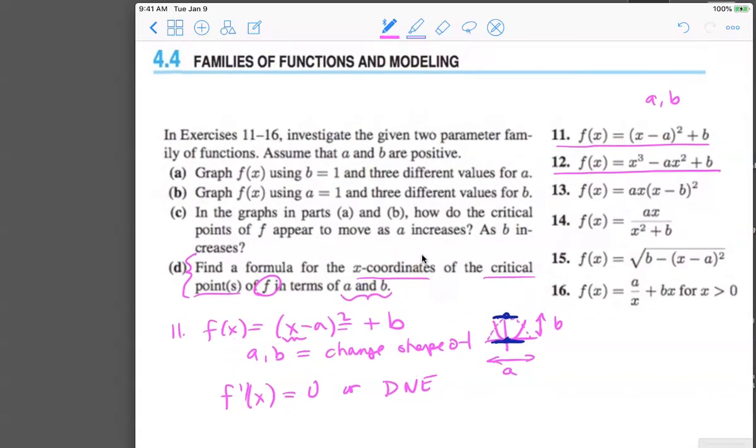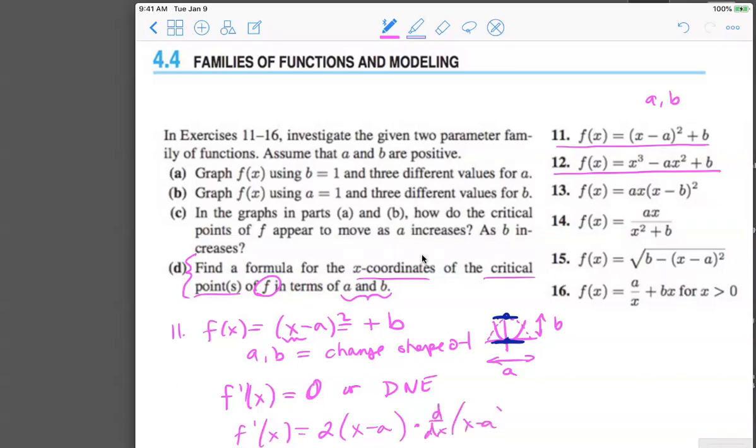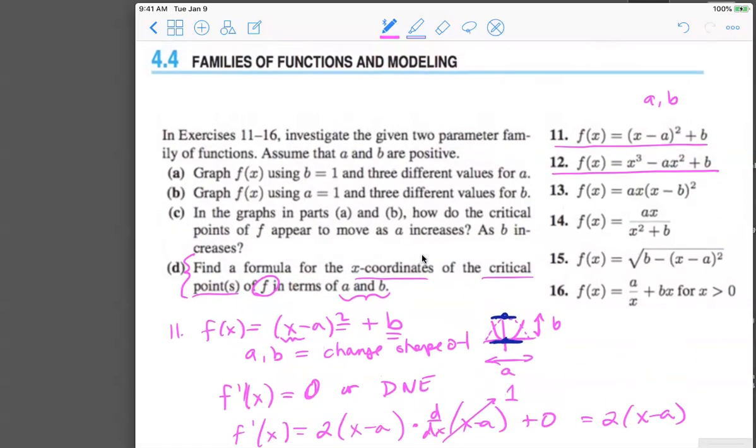We can see that the derivative of this function, f prime of x, is, according to the chain rule, 2 times x minus a times the derivative of the inside function. The derivative of b, which is a constant, will be 0, and the derivative of x minus a is equal to 1. So the derivative is 2 times x minus a, which never does not exist.